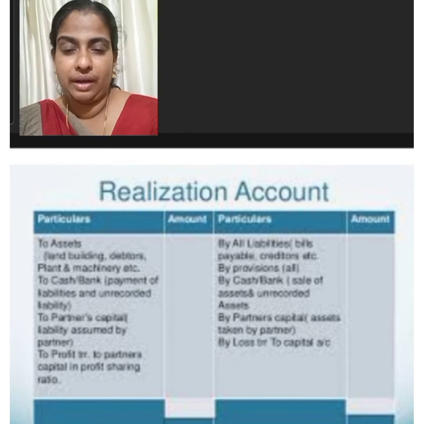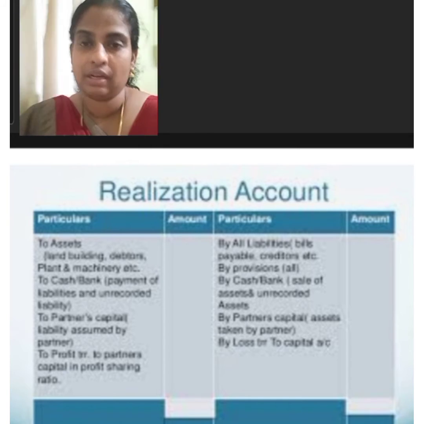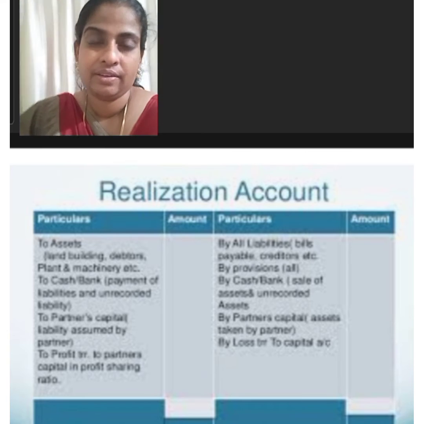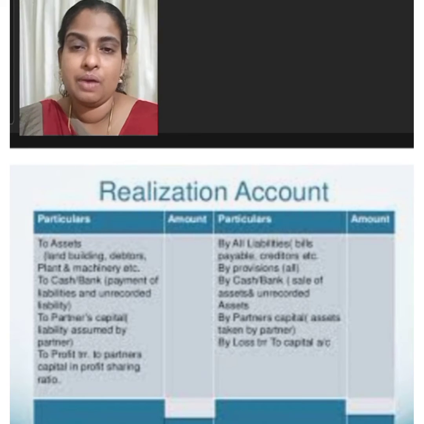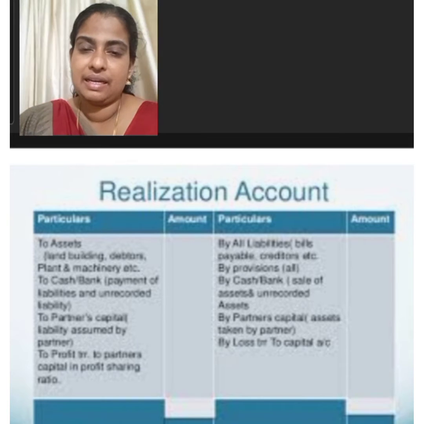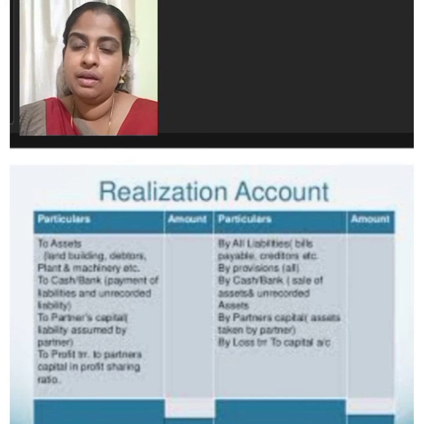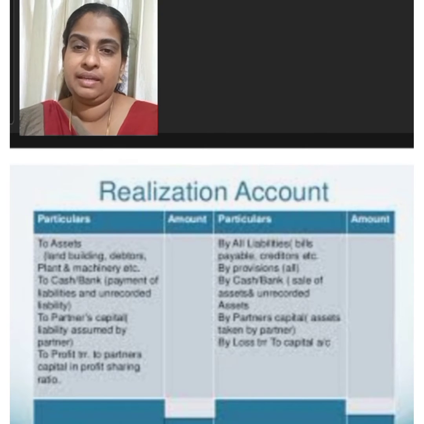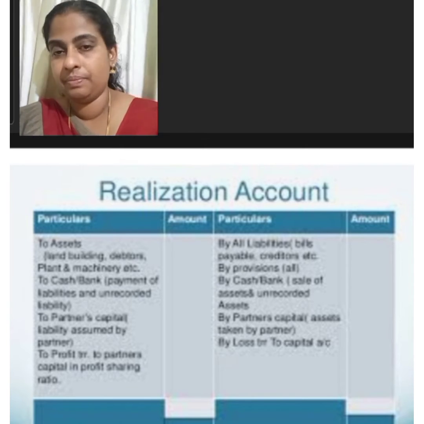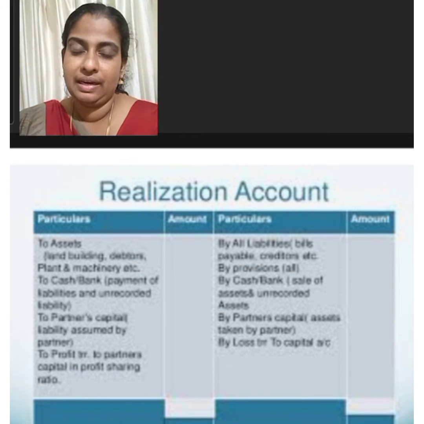Third step is to record the realized value of assets in realization account. The entry will be bank account debtor to realization account, being assets realized. Sometimes a partner may take over any asset. In that case, the entry will be concerned partner's capital account debtor to realization account.